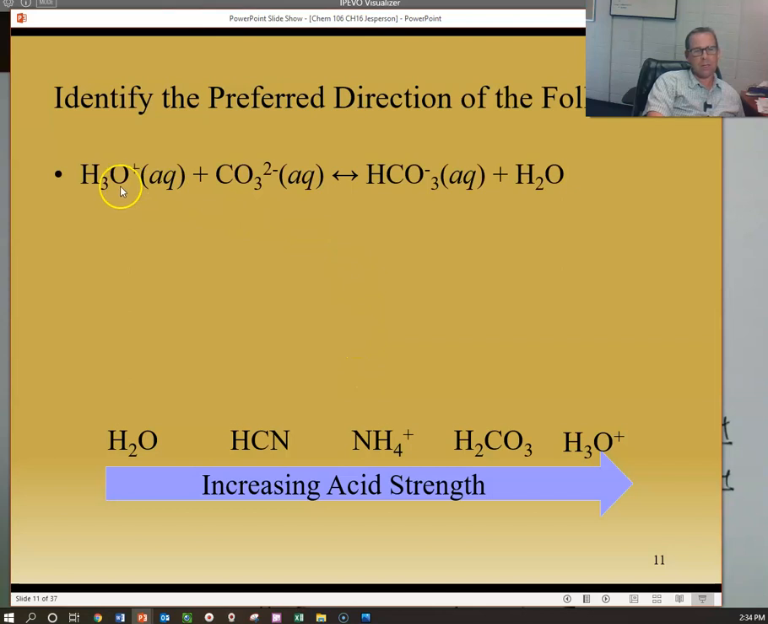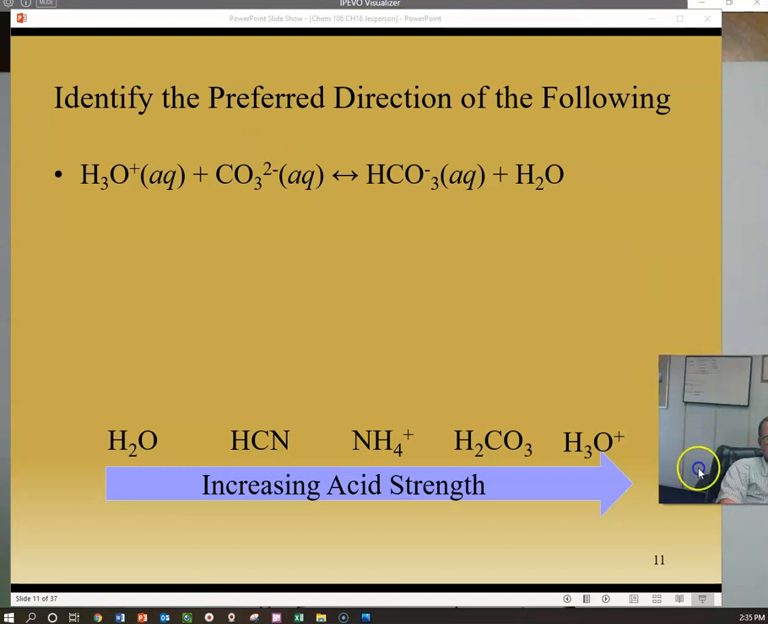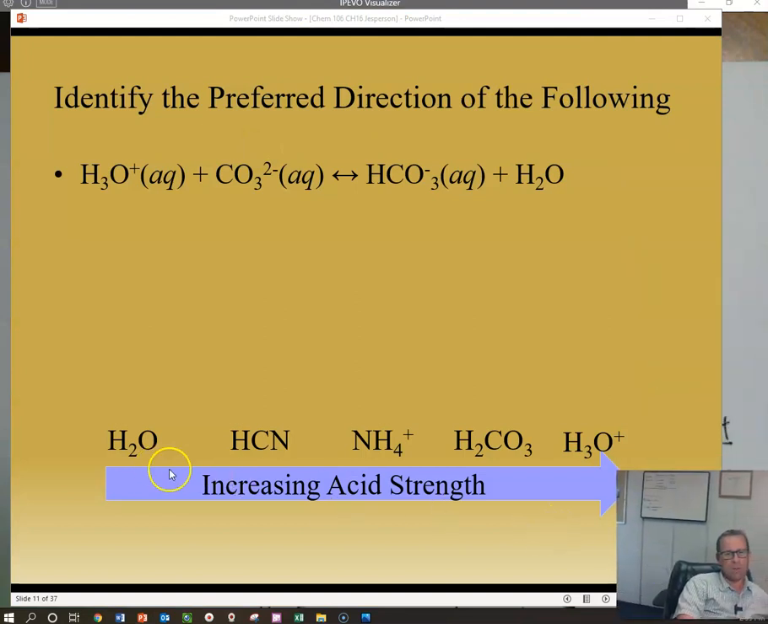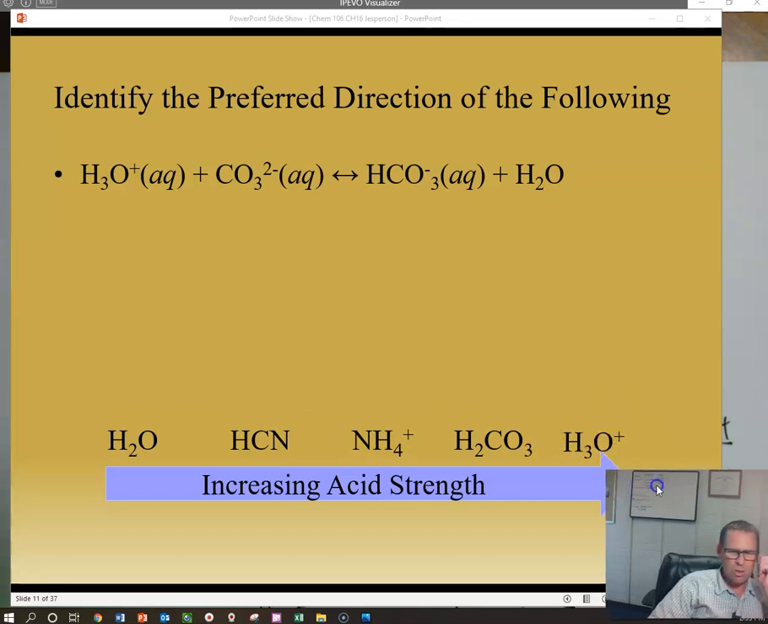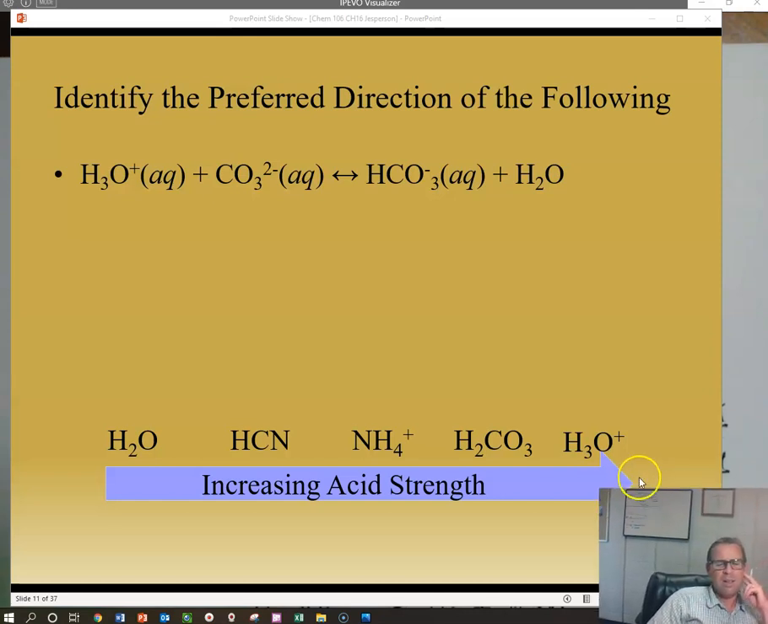So, here is a scenario. If we take something like H3O plus and combine it with CO3 2 minus, and we're given this information down below in terms of increasing strength of acid. So water is the weakest acid listed here, with H3O plus being the strongest acid. Now, what does that mean, the strongest acid? That means that H3O plus is going to behave like an acid. But what does an acid do, Brielle? What's the job of an acid?